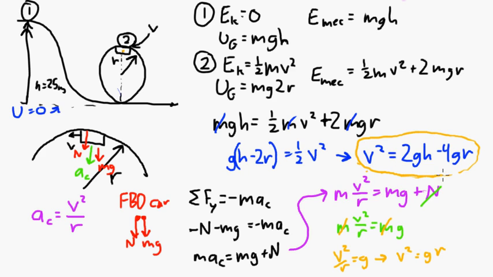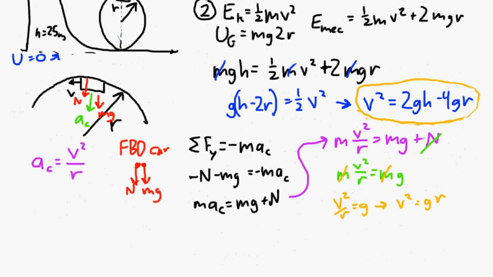That means we can set those two equal. I'm just going to scroll down a little bit to make some space. So we can say gr equals 2gh minus 4gr. And what we get from that is, first of all, we can cancel the g's out. 5gr equals 2gh. Cancel the g's, and we get 5r equals 2h. And then we get r equals 2/5 of h.